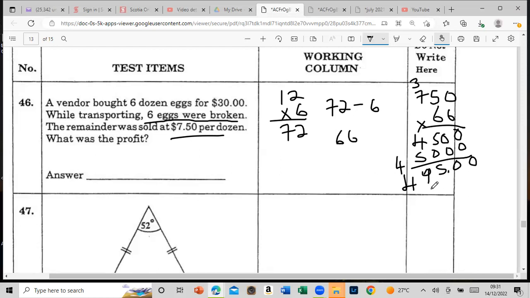Something alright about this. And enough profit is what the heck can you do? I bought about 6,000 of eggs for $30. That's the total. While transporting, 6 eggs were broken. The remainder was sold per dozen. Me, I worked it out per one, and I said, how could it be so much profit? It's per dozen, not per one. Hold on there, guys. This is madness. Alright, so you have 66 eggs.